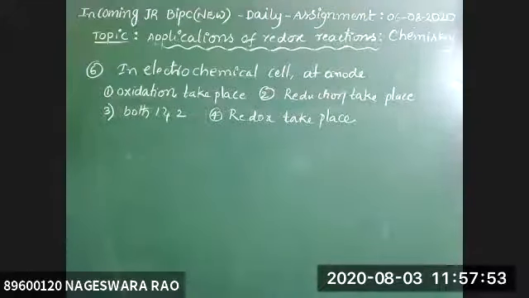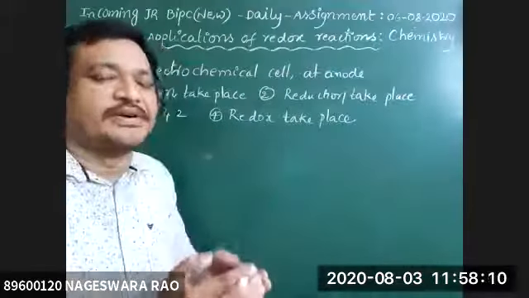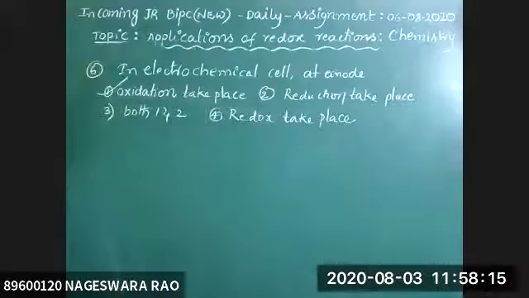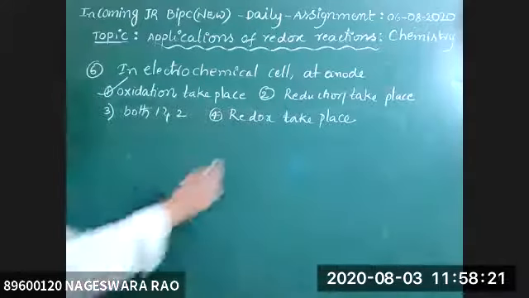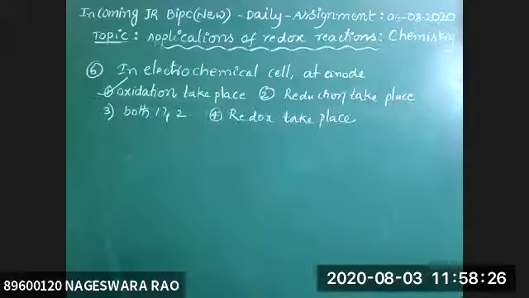In an electrochemical or galvanic cell, at the anode, is reduction or oxidation taking place? The anode loses electrons. Loss of electrons is called oxidation. So at the anode, oxidation takes place. At the cathode, reduction takes place. The overall reaction is a redox reaction. What is the answer, students? Oxidation takes place.